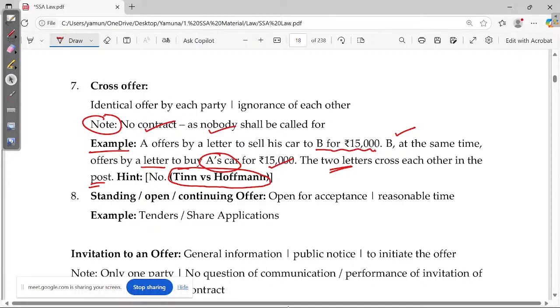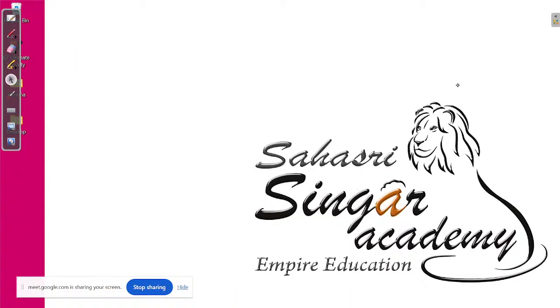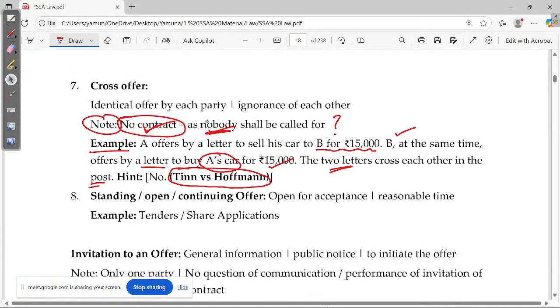So here, when it comes to a cross offer, we cannot call it a contract as nobody can be called for it, because who will become liable? The liability is now a question mark. Right, understand? Offer and offeree, the definitions should be clear, so that it is very clear who is going to call for the offer, who is going to perform in order. Who is the first performer?